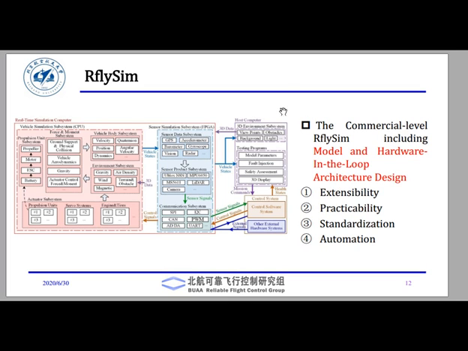Okay, the commercial level rflysim includes model and hardware in the loop architecture design. So we need to use a model in the computer. The computer is connected to hardware devices, and the simulation is carried on inside the computer using the model. However, for the parts or objects where there is no model, the computer will use the real hardware to process in the flow of the simulation.